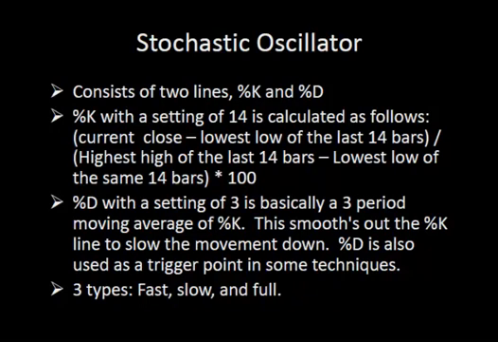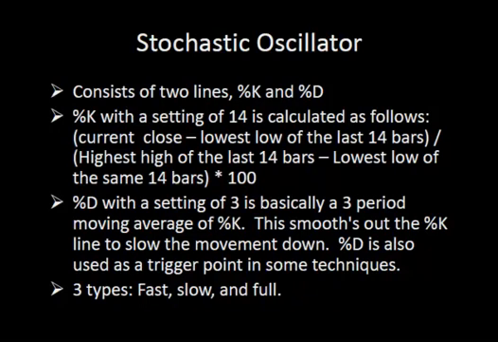A %K line with a setting of 14, which is the default on most charts, is calculated as follows. The current closing price minus the lowest low of the last 14 bars, because in this instance we have a setting of 14. Then you divide that by the highest high of the last 14 bars minus the lowest low of the same 14 bars. And then you multiply that number by 100, basically just to move the decimal point over two spaces.